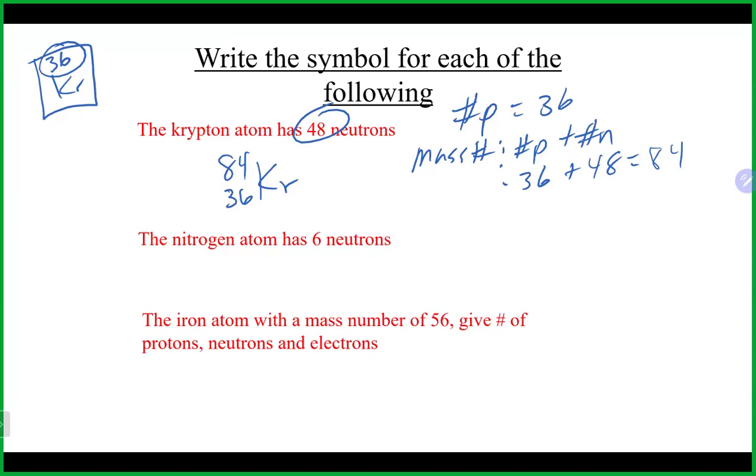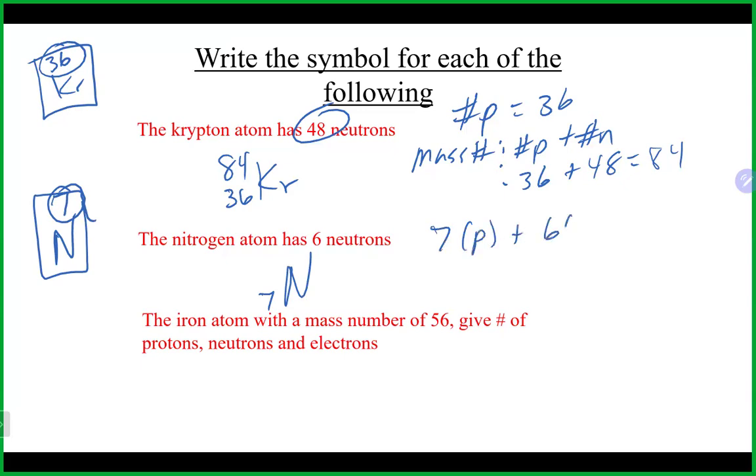Next one is nitrogen. Once again, go into the periodic table and find nitrogen's box, and we will see lucky number 7 written above it. That would mean that is its atomic number, which goes down there on the left. That again is going to give us our 7 protons plus our 6 neutrons, and that will give us 13 for our mass number when we add them together, and that will go up there on top.